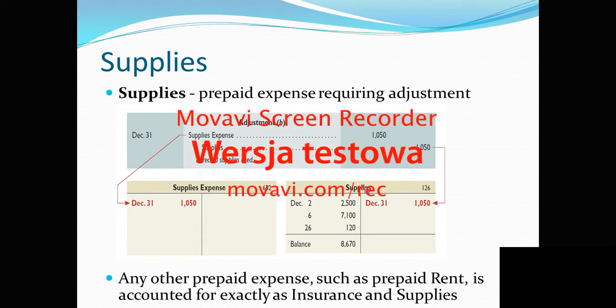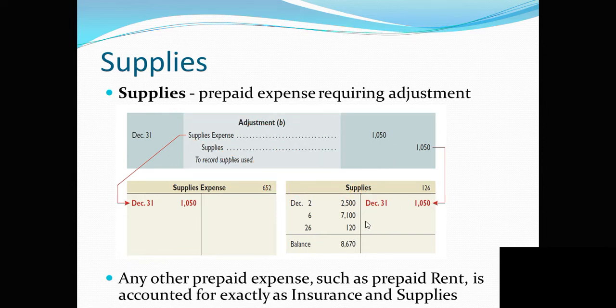And the next is supplies asset account. We decreased by $1,050 at the end of the accounting period, and that, together with this information, the balance of $8,670 goes to the balance sheet.